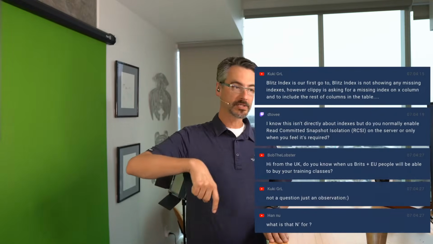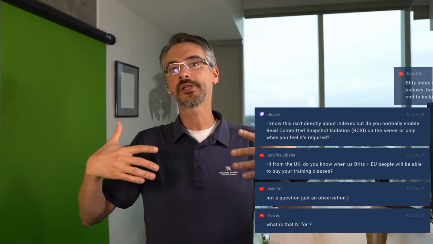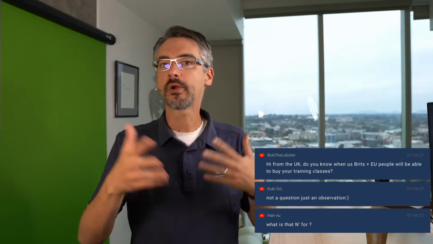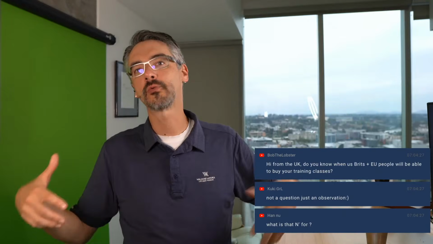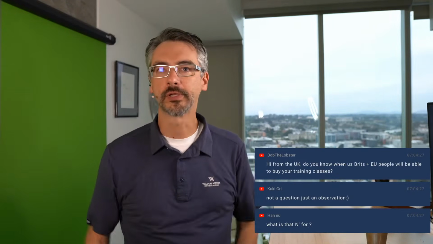Kooky Girl says, Blitz index is our first go-to. Blitz index isn't showing any missing indexes. However, Clippy's asking for one on a column and include the rest. So what we do in sp_BlitzIndex is that we filter out. An index must have been asked for a lot. We don't recommend that you do indexes when there are queries that only ran every now and then. Because every query would love to have its own handcrafted index. You just can't afford to do that. It slows down your inserts, updates, and deletes. If the query that you're trying to run is absolutely mission critical and it must go fast even though it doesn't run that often, then that's when you can start looking at adding those kinds of edge case indexes.